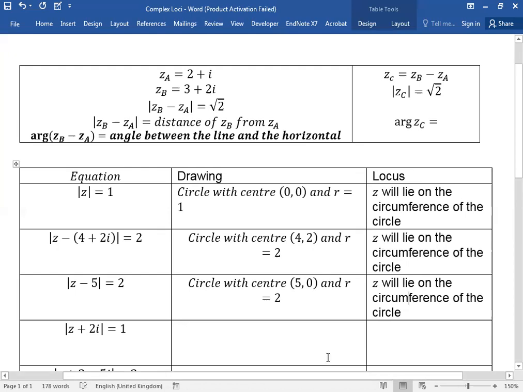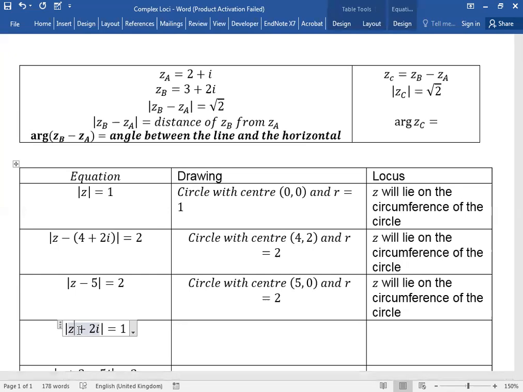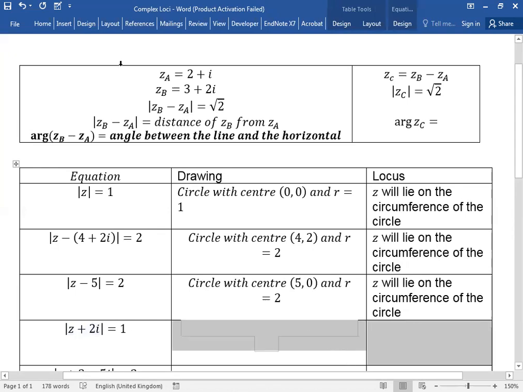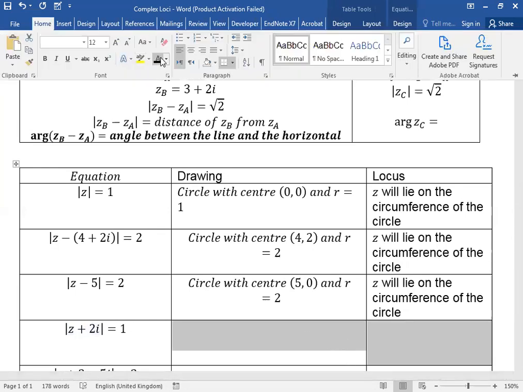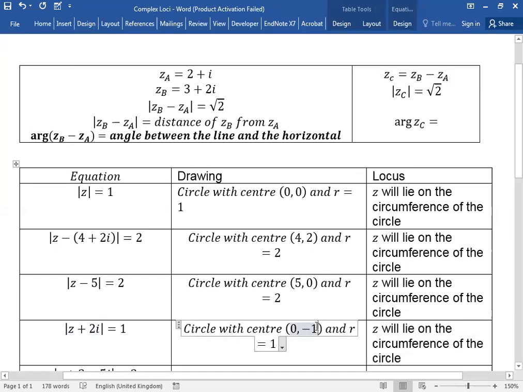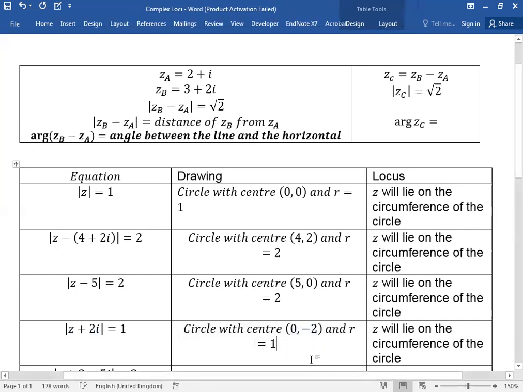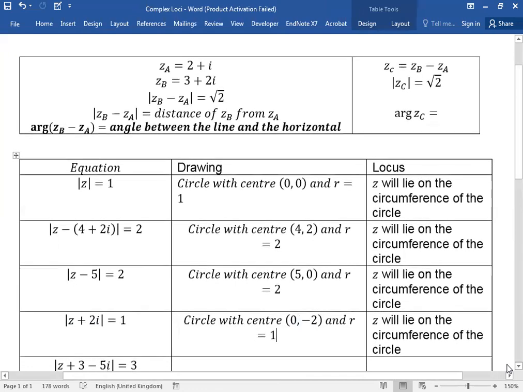If I'm saying it's z plus 2 iota, remember, can I write it as z minus (-2 iota)? So the center will be (0, -2) on the Argand diagram, and the radius will be 1, and z will again lie on the circumference of the circle.